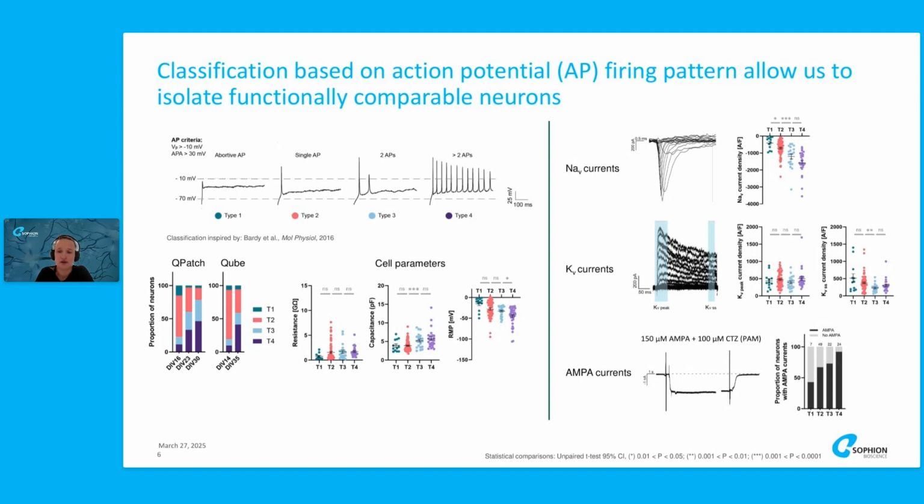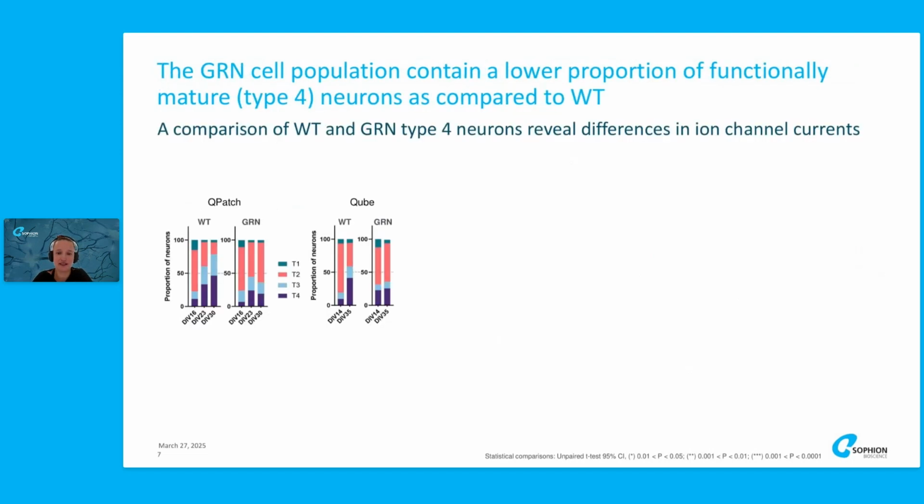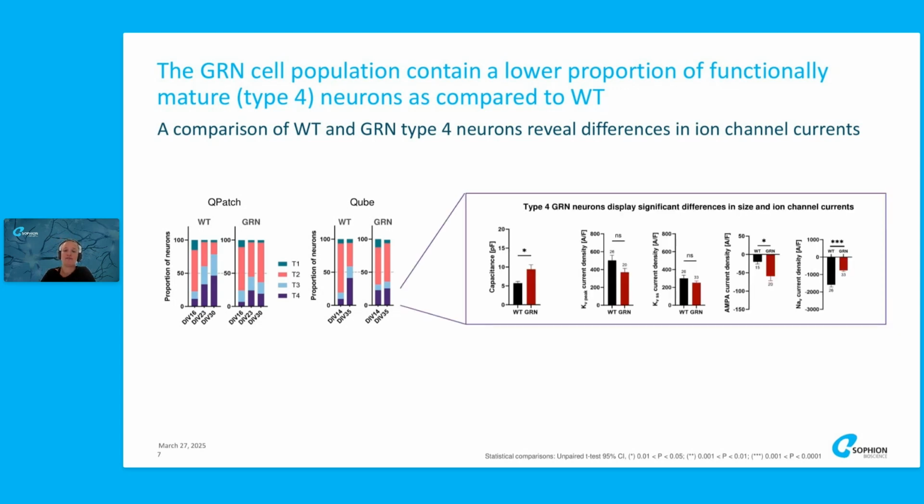So this is all data recorded in the wild-type neurons. Now we can do the same analysis on the disease cell line, and we can start comparing those. So again, both on 𝗃 and 𝗃, we found that the proportion of the type 4 more functionally mature neurons were lower as compared to wild type, and we did not see this increase over time.